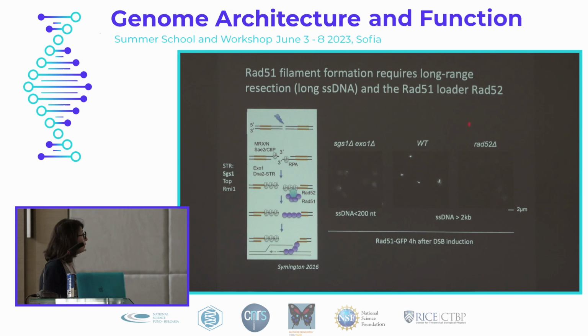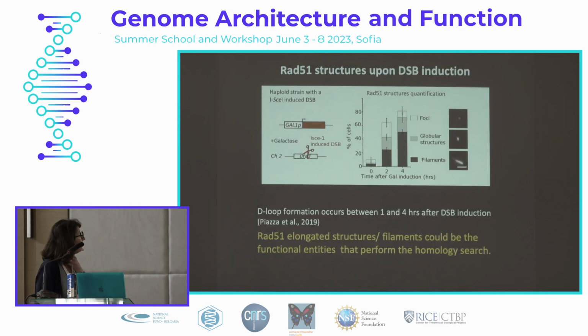A few controls. We checked that you need to have this long single-strand DNA to form this filament, as was introduced by Sahan this morning. If you delete both SGS1 and EXO1, you will have very limited resection, a little patch of single strand, and in this case, you can see that we don't form the filament. So the filament really requires very extended single-strand DNA. We can follow the appearance of this structure over time. You can see that by 4 hours, half of the cells have filaments.